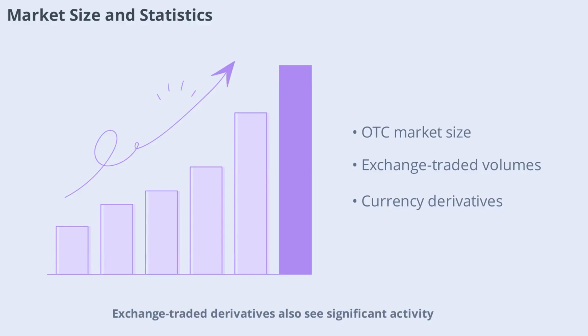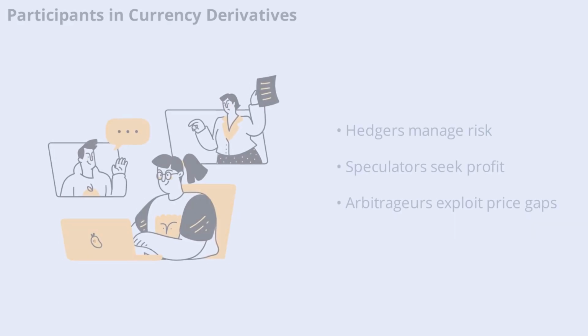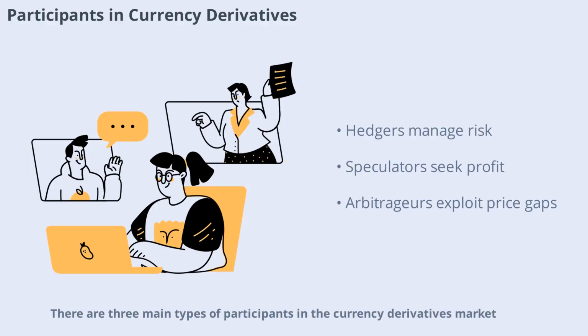Exchange-traded derivatives also see significant activity, with daily average turnovers in currency futures and options reaching impressive levels. These figures highlight the central role derivatives play in global finance. There are three main types of participants in the currency derivatives market: hedgers, speculators or traders, and arbitrageurs.